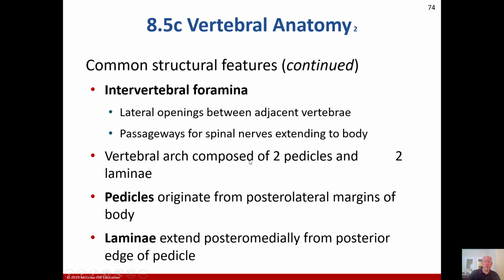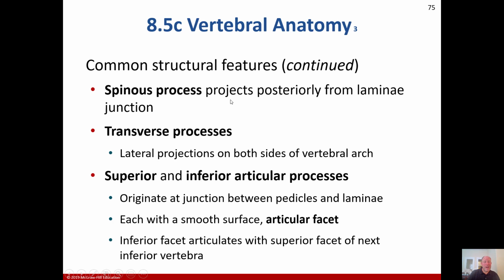And the vertebral arch is composed of 2 pedicles and 2 laminae. The pedicles originate to form the posterolateral margins of the body, and the laminae extend posteromedially from the posterior edge of the pedicle. The spinous process projects posteriorly from the laminae junction, and the transverse processes are lateral projections, right? In the transverse plane on both sides of the vertebral arch.